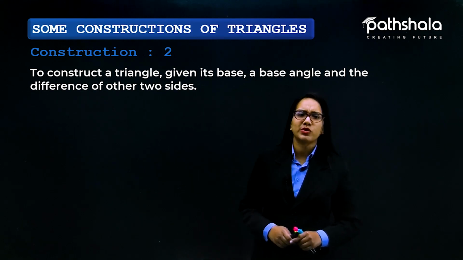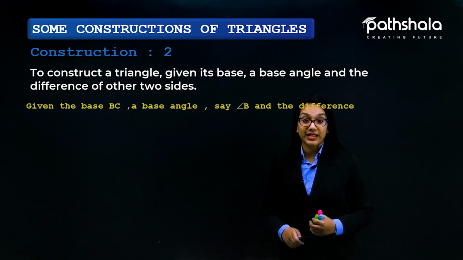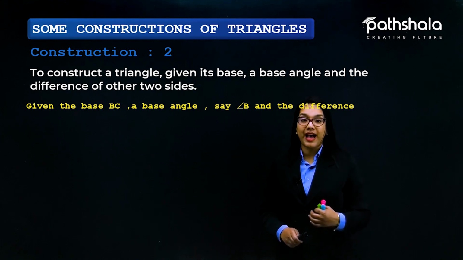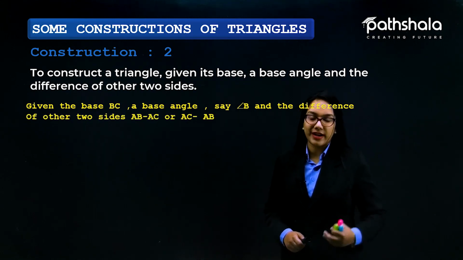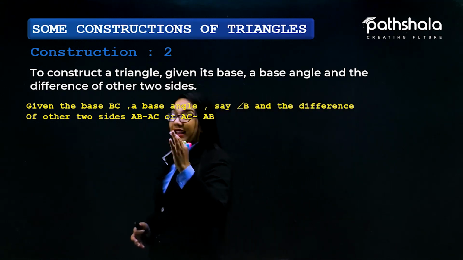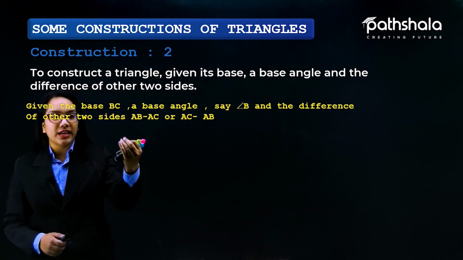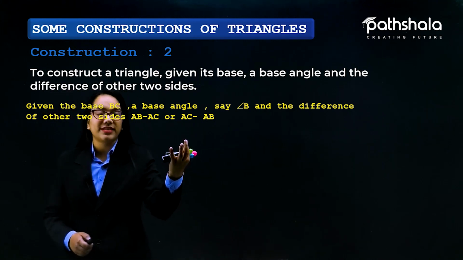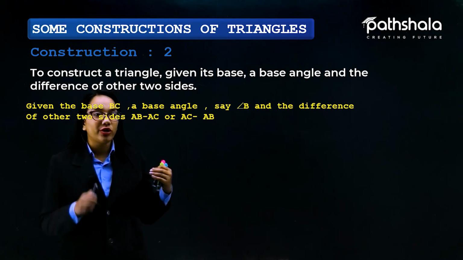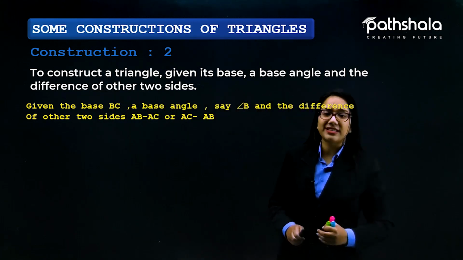For this particular construction, we are considering two cases, given the base as BC, a base angle, say angle B, and the difference of the other two sides as AB minus AC or AC minus AB. We can take either AB minus AC, in which AB should be greater than AC, or the case of AC minus AB, in which AC is definitely greater than AB. So for this construction, we have to take the two cases. Let's start with case number 1.